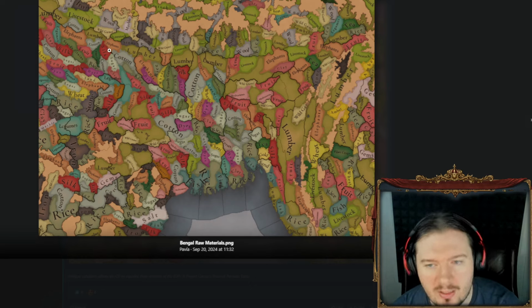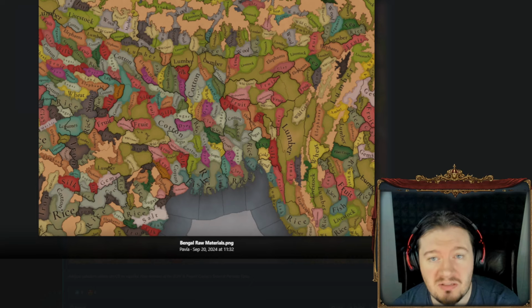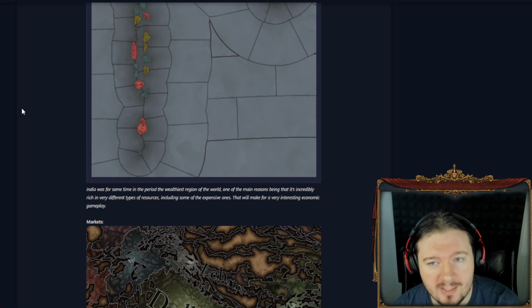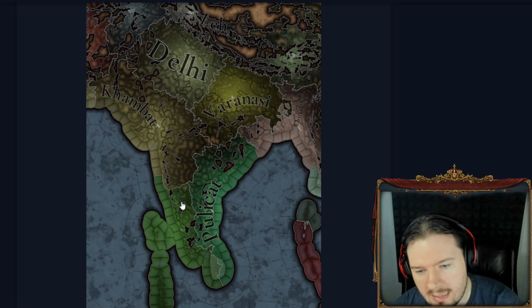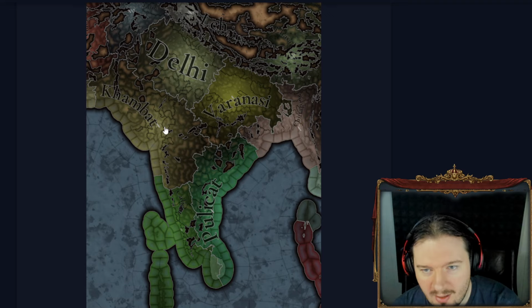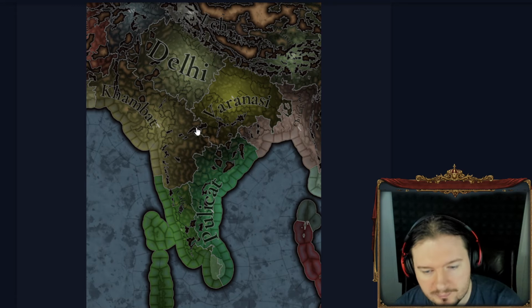Yeah, looks like an incredibly rich region resource-wise, which makes entire amounts of sense. No one did not expect that. Moving on to the markets, we have Delhi, Kamabat, Varanasi, Chittagong, Pulicat, and Calicut, which makes sense, but this is where I would have expected it. Maybe Chittagong, maybe I would have expected a little bit more in Bengal. But Calicut and Kamabat absolutely make sense to me, and Delhi as well.